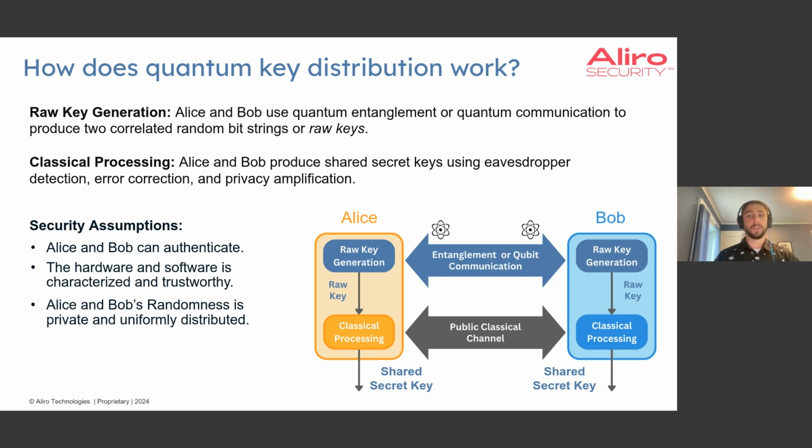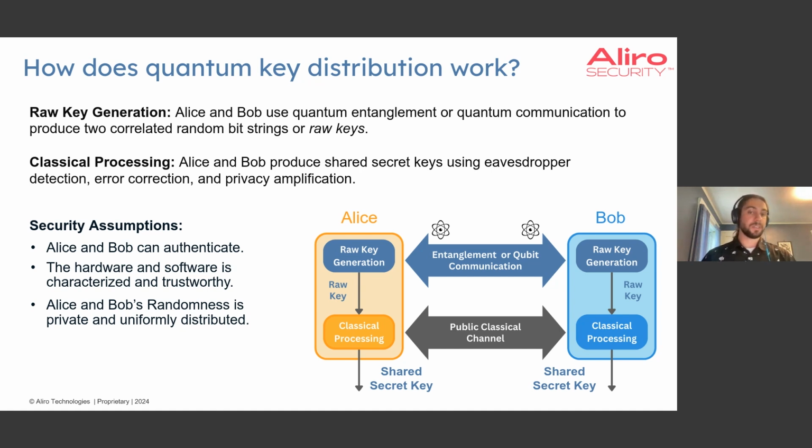keys. Once those raw keys have been established, Alice and Bob then use classical processing and communication over a public channel to reduce those correlated bit strings into equivalent bit strings that are not only identical, but are secret from any eavesdroppers. And this requires a couple steps, such as eavesdropper detection, error correction, key sifting, and privacy amplification. And we'll tell you all about each of the steps later in this talk.